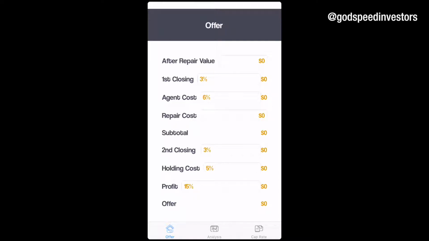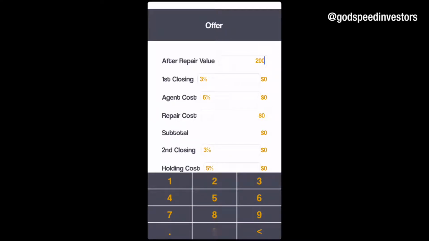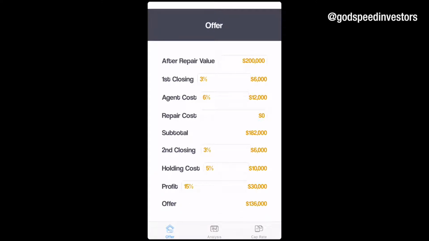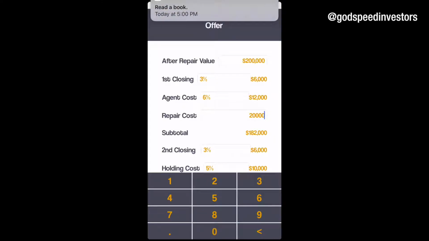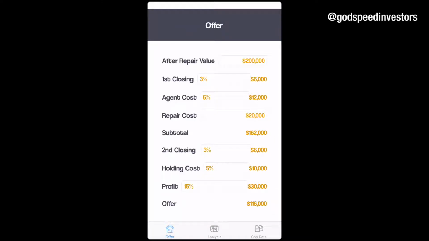So the offer would be, say, based on the house. Say the house is worth $200,000, right? And the house needed $20,000 in repairs, right? So the $20,000 right there in repairs. Now it pre-populates your whole offer all the way down to the bottom to 116. So if the house that you were buying is worth $200,000 and it needs $20,000 in repairs, then you would make an offer of $116,000.